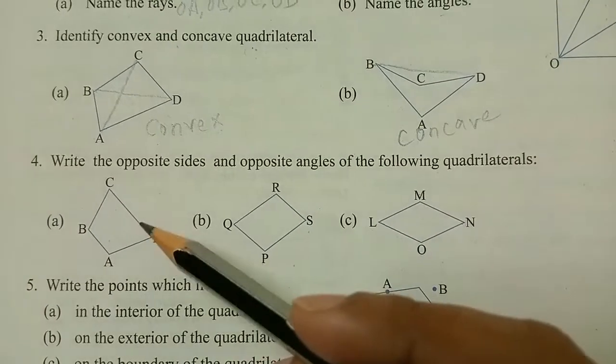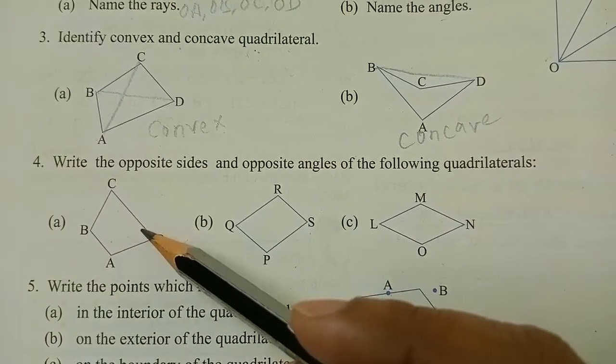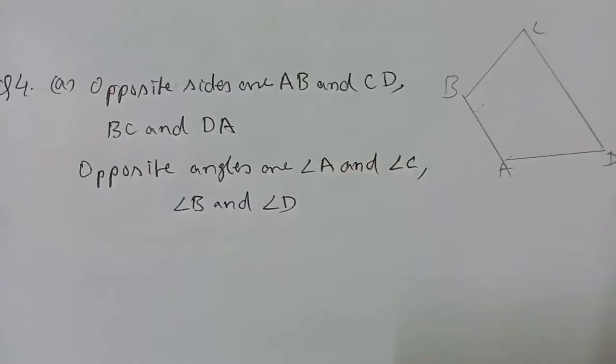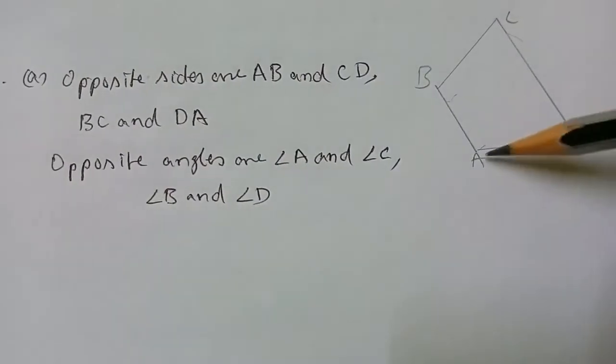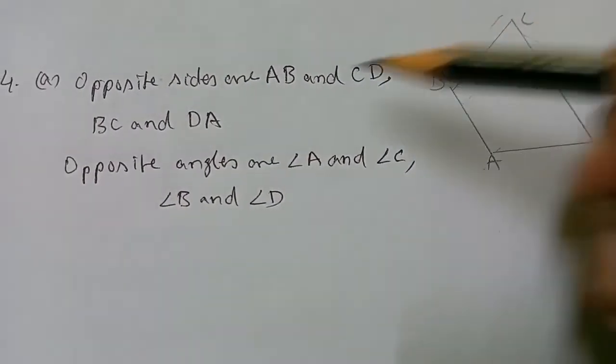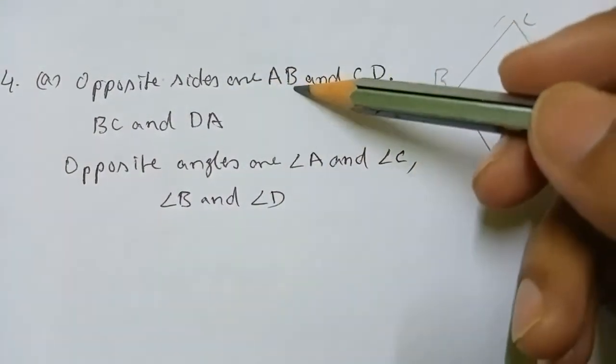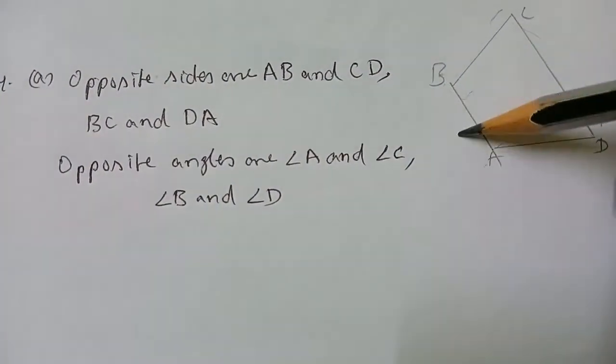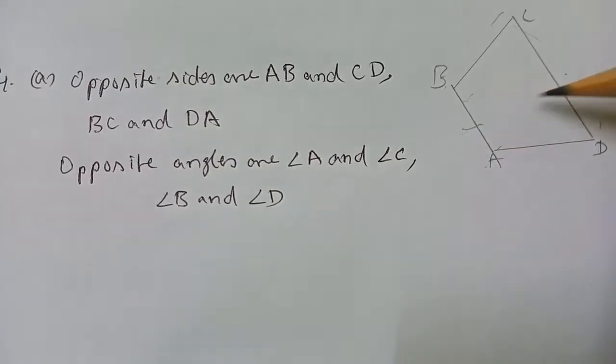So here, what are the opposite sides and opposite angles? You have to write it in your notebook. Okay, let us do. Here in question number 4, this is the figure. This is the quadrilateral ABCD. So what are the opposite sides? Opposite sides are AB and CD. So this AB and CD, these are the pair of opposite sides. Okay, this side and this side.